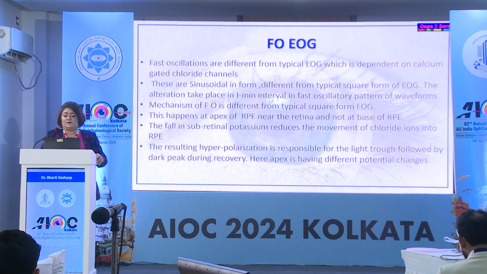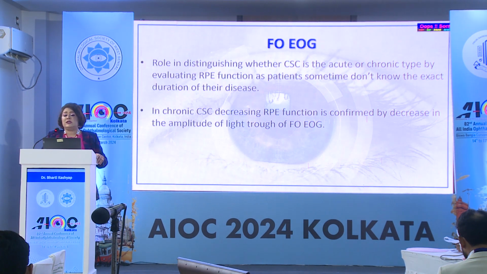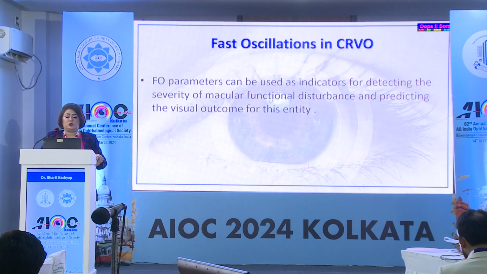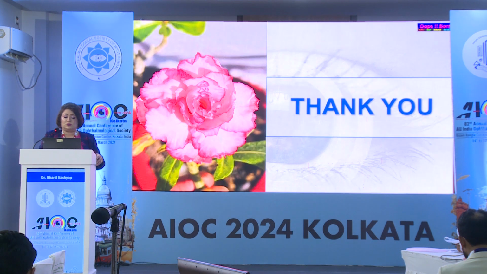Here the apex is having different potential. It has a role in distinguishing whether central serous retinopathy (CSC) is acute or chronic, and in evaluating RPE function. In chronic CSC, decreasing RPE function is confirmed by a decrease in the amplitude of the light trough of the EOG. EOG parameters can be used as indicators for detecting the severity of macular function disturbance and predicting the visual outcome for this in CSC also.